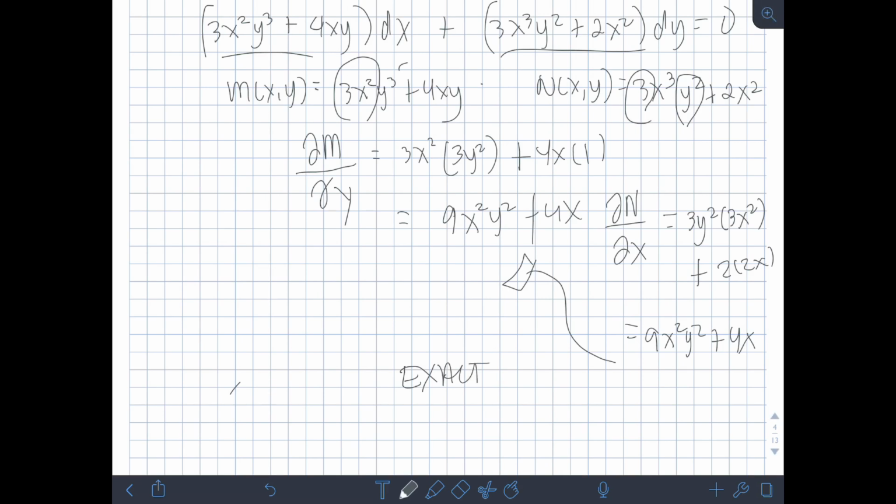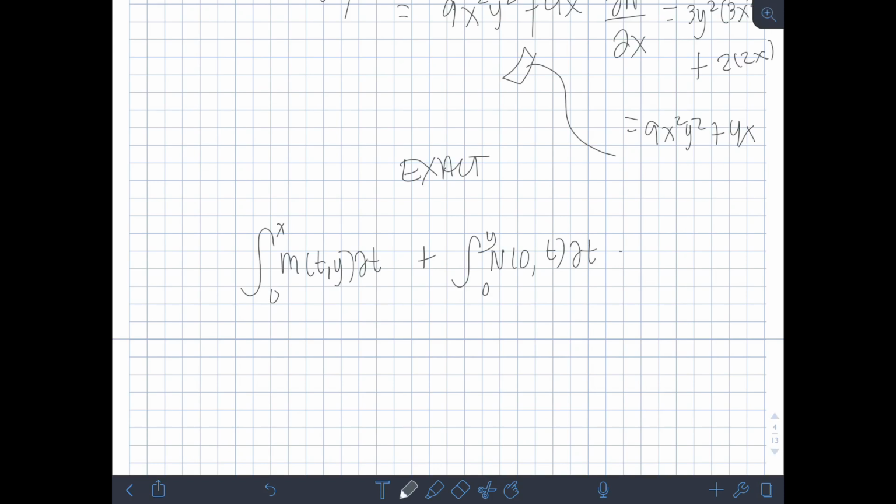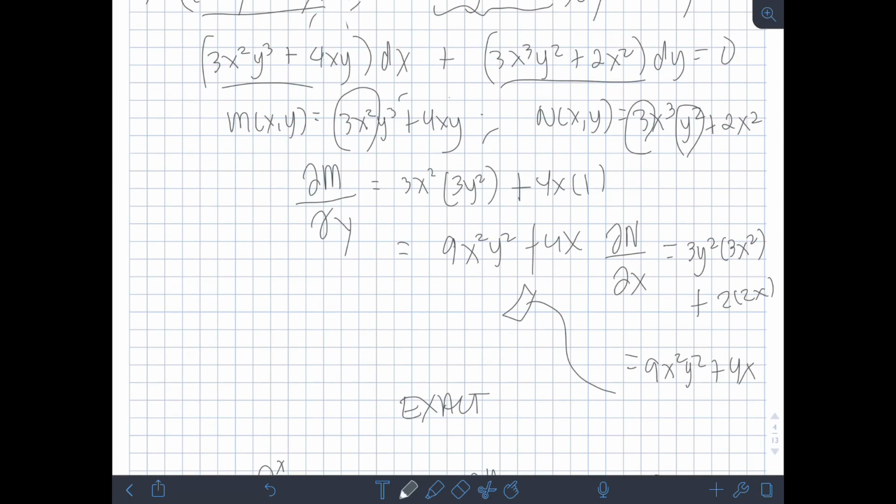So, dahil exact na, after natin mag-multiply ng integrating factor, pwede natin gamitin yung method natin ng pagsasolve ng DE. So, apply ko na lang yung theorem 2 doon sa video ko about alternative solution for exact DE. So, kung maalala nyo, yung theorem 2 sa video ko sa alternative solution of exact DE is integral ng M of t, y, dt from 0 to x plus integral ng N of 0, t, dt from 0 to y equal C.